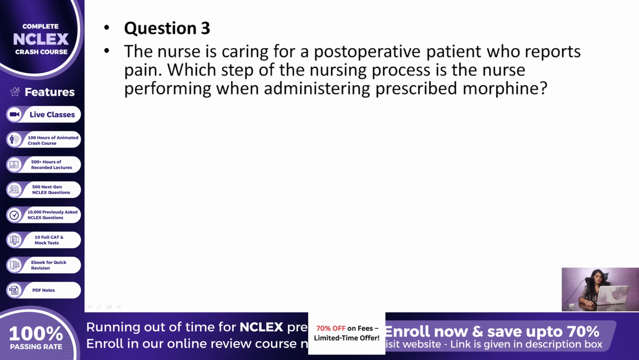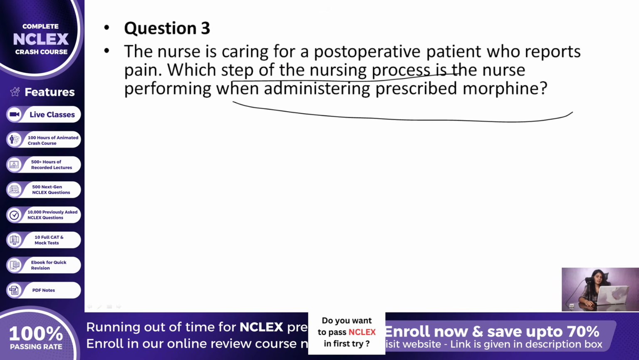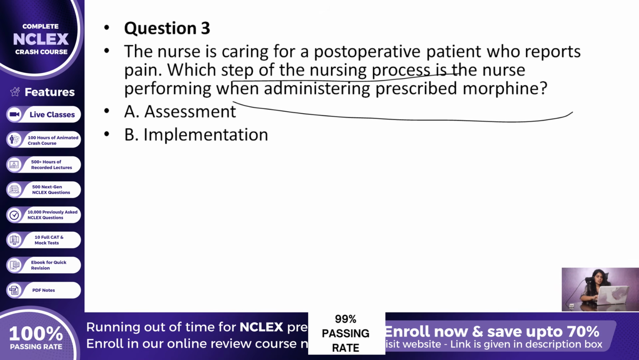The nurse is caring for a post-operative patient who reports pain. Which step of the nursing process is the nurse performing when administering prescribed morphine? Option A, assessment. Option B, implementation.